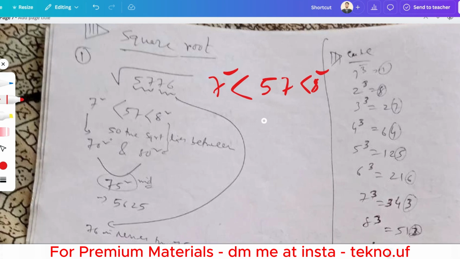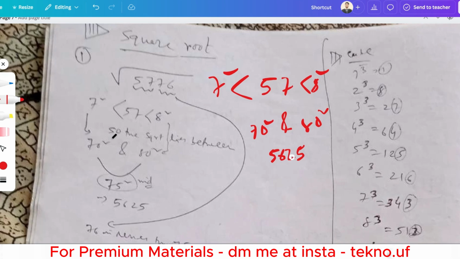So that's why you can assume the number can be between 70 squared and 80 squared. Okay, the number 5776 can be between 70 squared and 80 squared. So the number between 70 and 80, that is 75, right? So what is 75 squared? 75 squared is 7 into 8, that is 56, and 25. So this is the number for 75, but the number is greater than this, so 75 is not the answer.